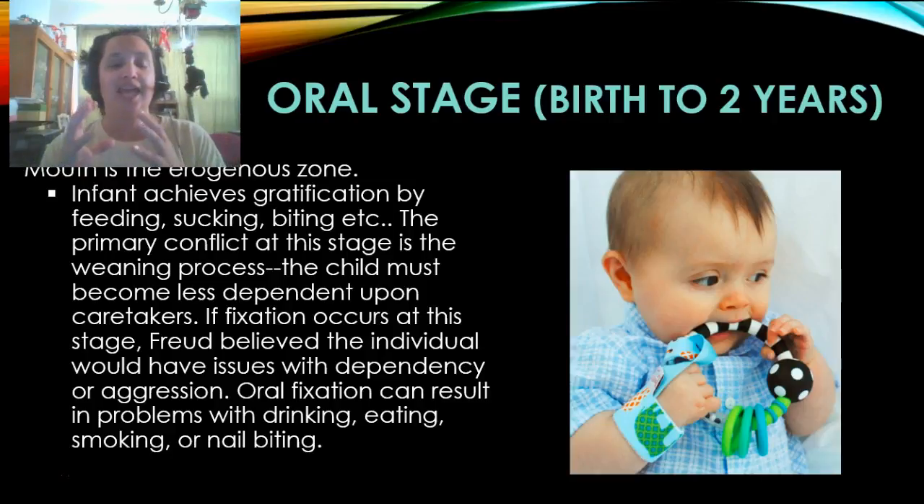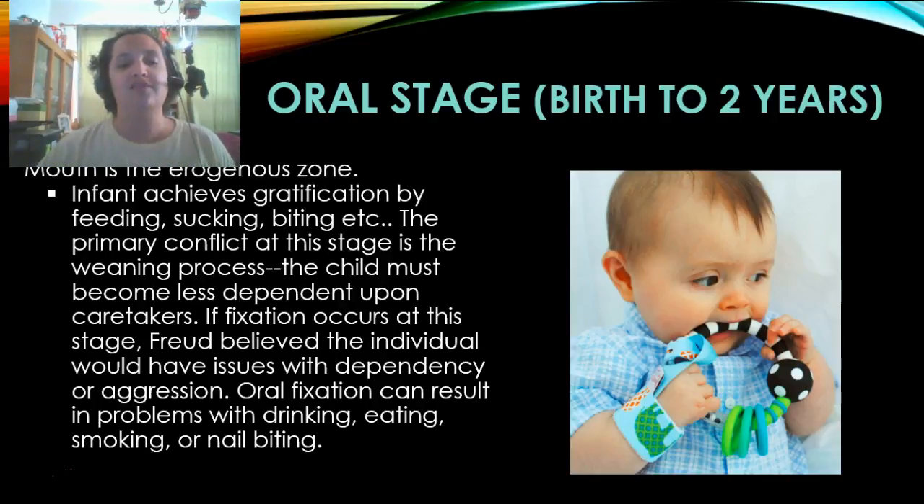If a child can't get past this point, if they're fixated on their mouth, then Freud believes they would have issues with dependency or aggression. They might be super aggressive, or maybe they'll always be dependent upon another person. This could result in things like drinking problems, binge eating or overeating, smoking, nail biting, anything to do as an adult with the mouth. So if you're one of those people who get nervous and work at your hangnail or whatever, he would say you had an issue at the oral stage.